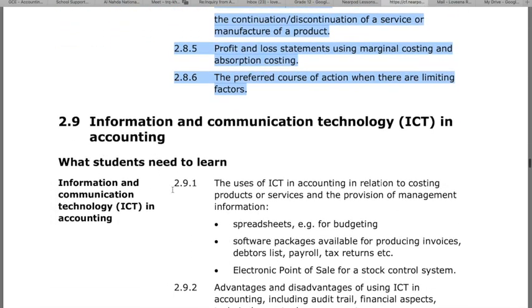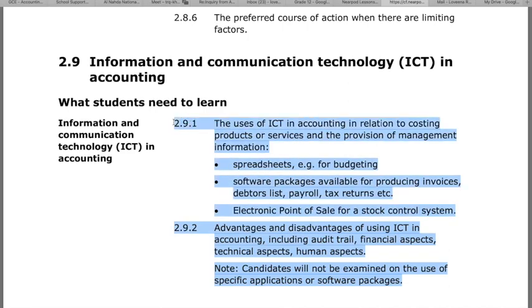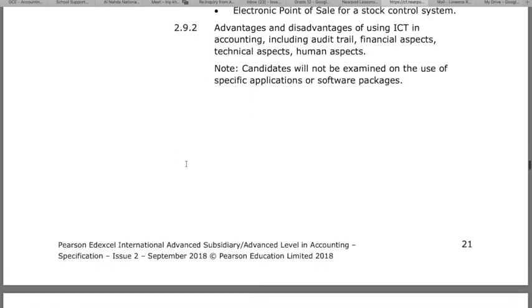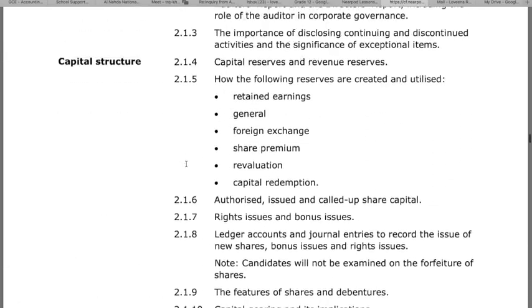Then ICT will be something you will study by yourselves. It's pretty easy, and only theory is expected from here, no practical questions. Most probably they will give it to you as research. So that is all about your A level accounting.